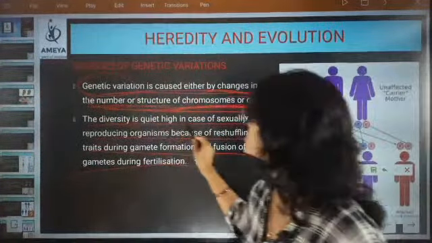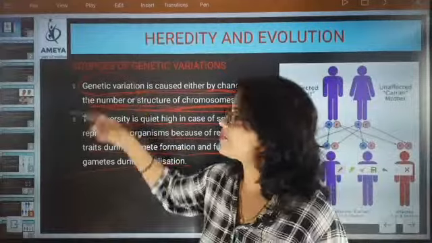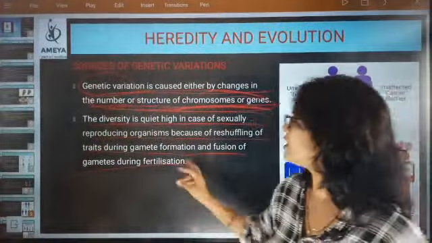Next, the diversity is quite high, or this type of change is quite high, in case of what?